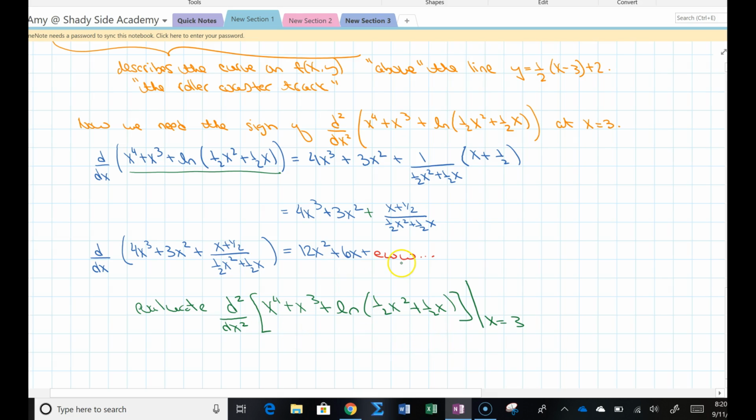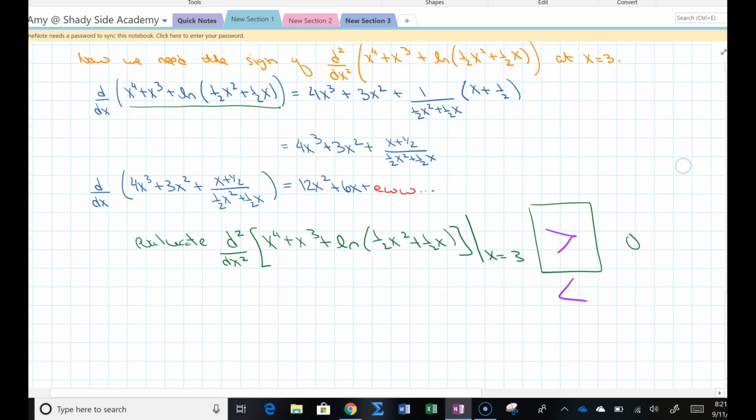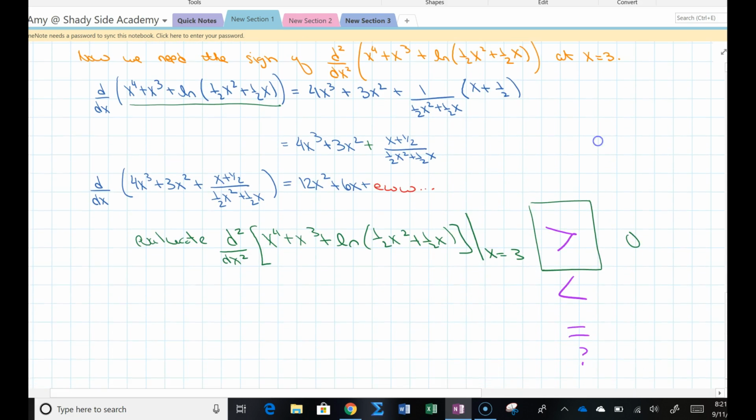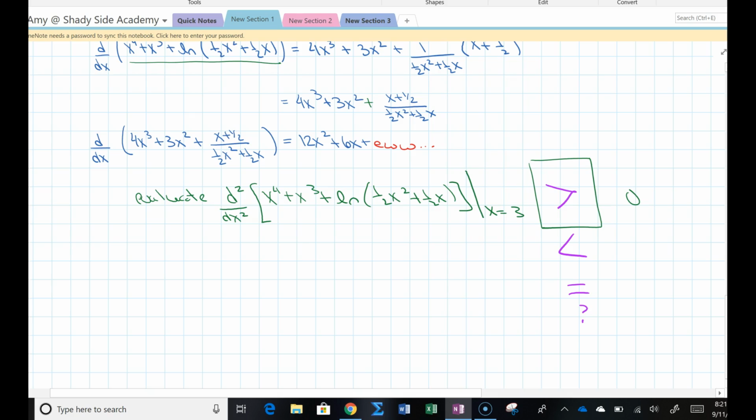And I'm just going to let you figure that out. Go ahead and plug and chug. What is the sign here? Is it positive? Is it negative? Or is it equal? What is it? And based on that sign, you will know whether your relevant tangent line approximation would be an over or an under approximation. Okay, all right, so I hope that was clear.